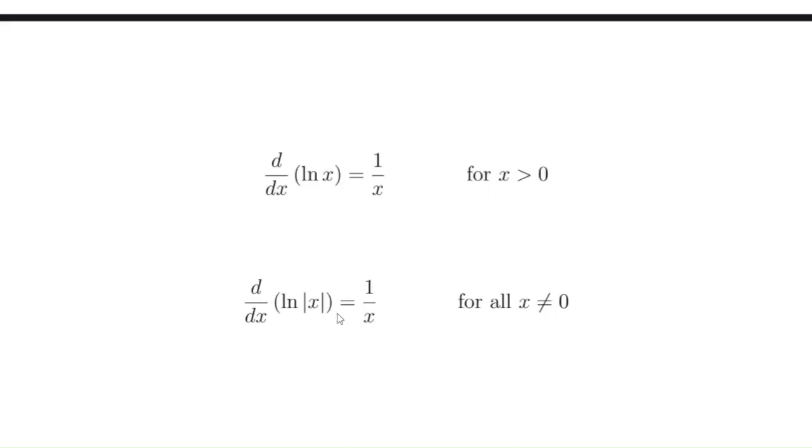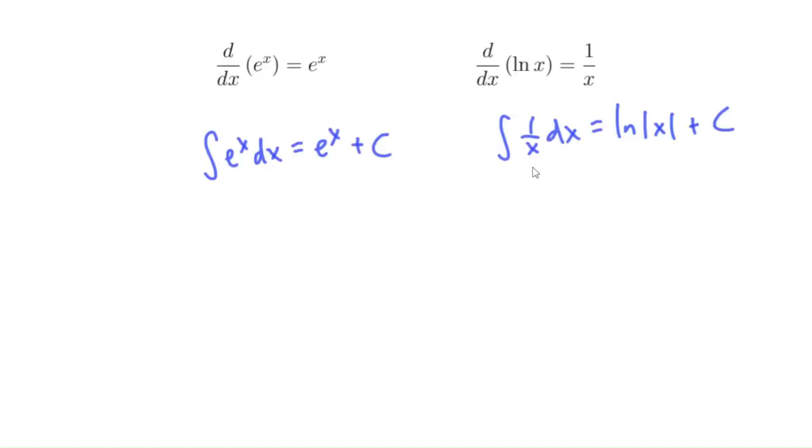So we have this formula here, and this formula tells us that the integral of 1 over x is natural log of the absolute value of x. That's the more general formula. That works even if x is a negative number, whereas this one up here only works if x is greater than 0. So that's why we say the integral of 1 over x dx is natural log of the absolute value of x plus c.